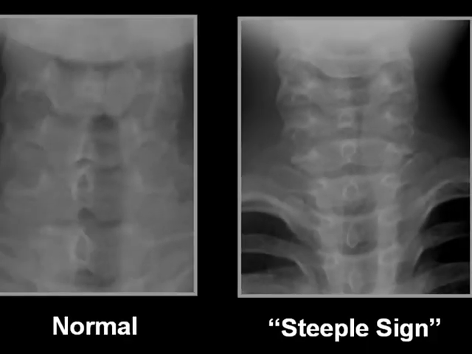There are other abnormalities that can produce the steeple sign, and it may also be present in individuals due to technique. So it is not the most reliable sign of Croup. The lateral neck is a more reliable indicator.